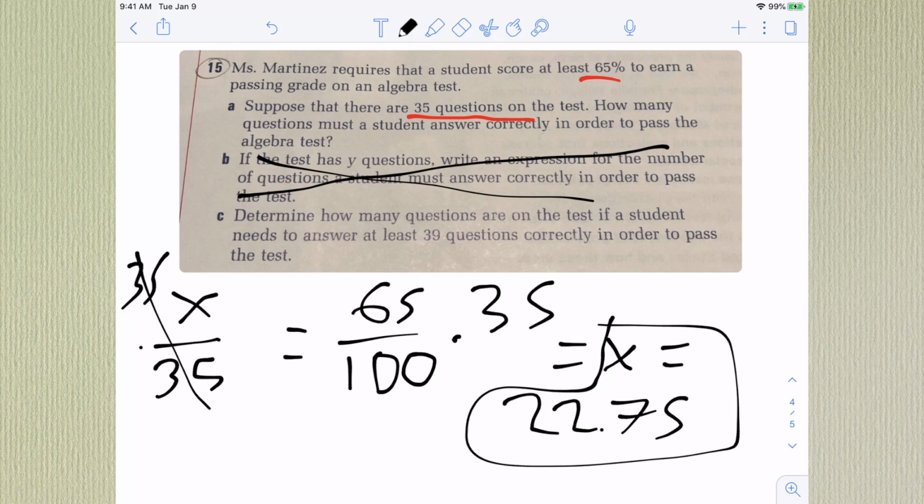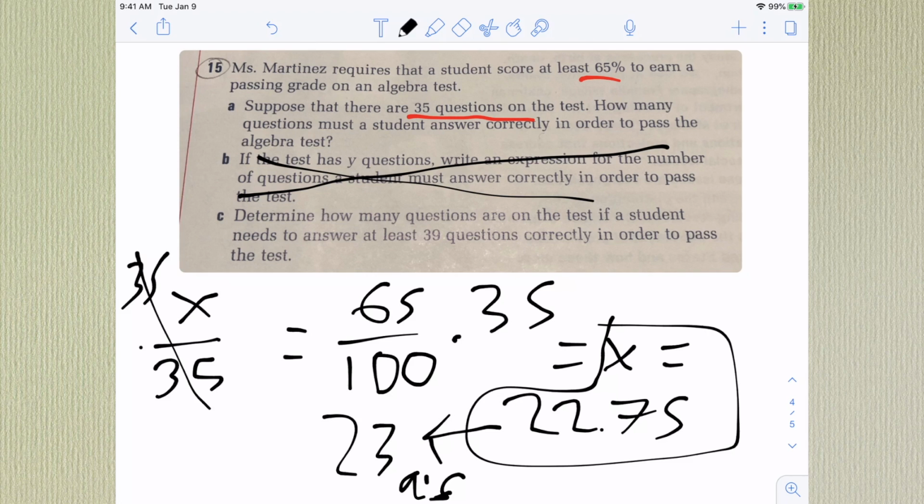So now, just to be clear, 22.75 isn't a round number. So really, it's actually 23 questions. That's how many questions you need to get at least 65%.